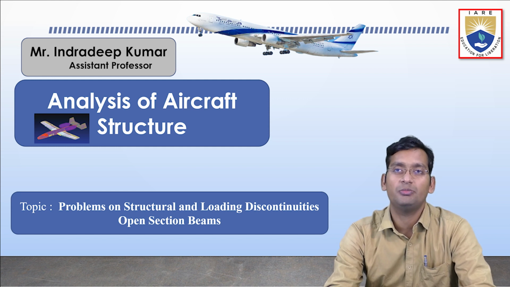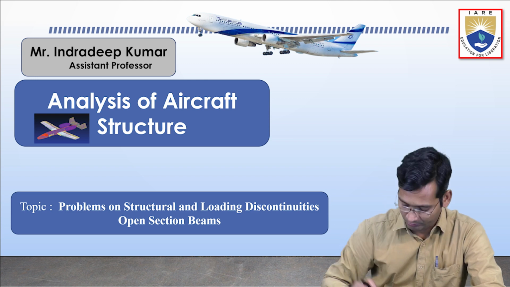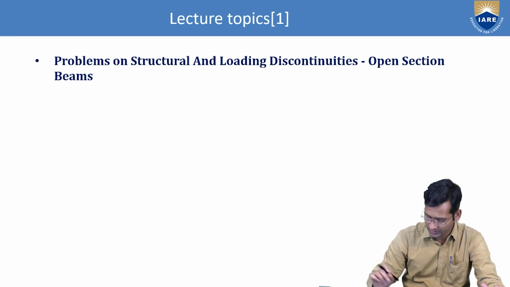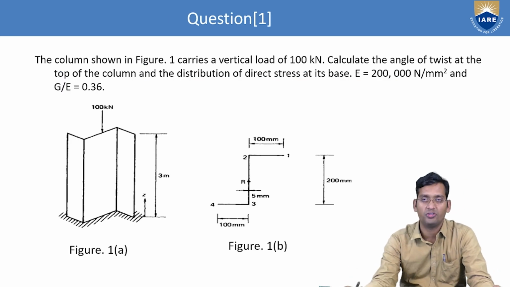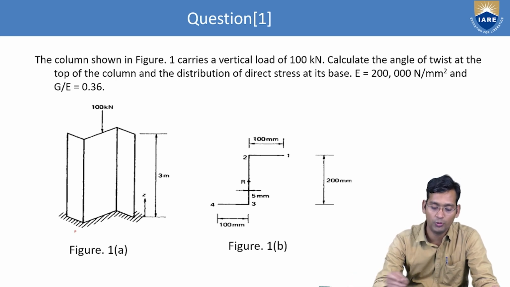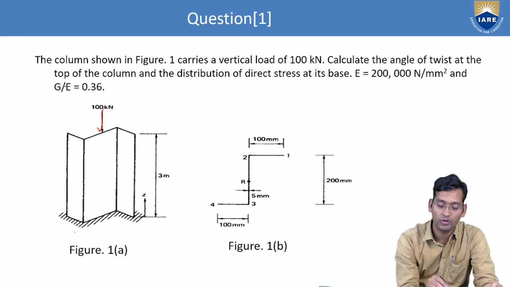So in this video, we will see a problem on structural and loading discontinuities for open section beams. Our lecture topic is problems on structural and loading discontinuities in case of open section beams. The question is: the column shown in the figure carries a vertical load of 100 kN. Calculate the angle of twist. Here the angle of twist is required, not the rate of twist. So theta is required at the top of the column.